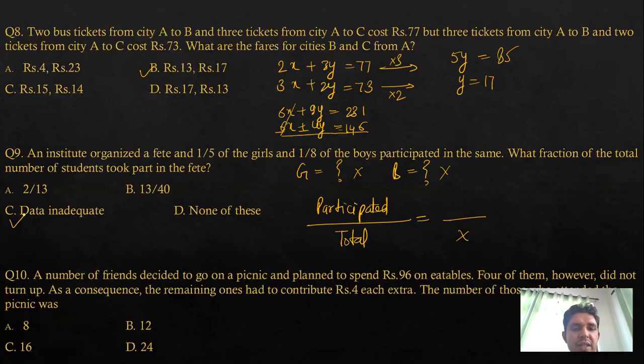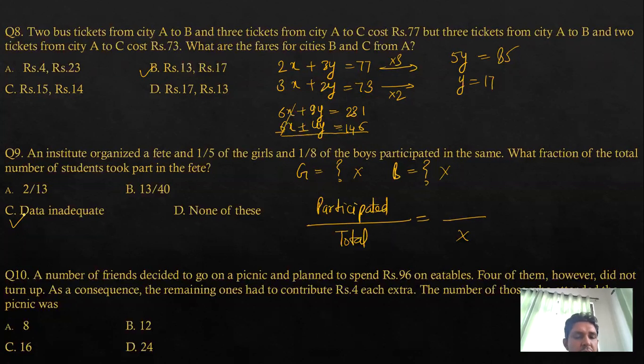A number of friends decided to go on a picnic and plan to spend rupees 96 on eatables. Four of them, however, did not turn up. As a consequence, the remaining ones had to contribute rupees 4 each extra. The number of those who attended the picnic was.